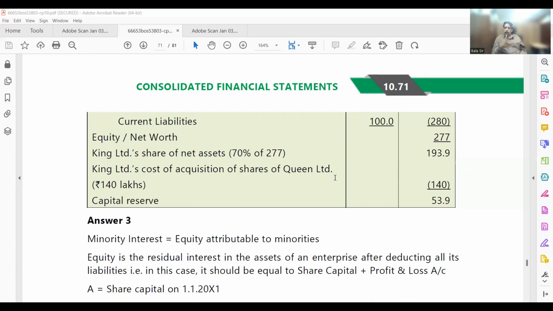So what is the capital reserve? 53.9. I paid something less. I paid 140 lakh and bought net assets worth 193.9 lakh. I paid 53.9 lakh less. That's a gain, transferred to capital reserve. So 53.9 lakh. Now please remember, your net assets represent nothing but share capital plus reserves and surplus. Understood? In this example you can follow this approach, because we have the assets and liabilities on acquisition date. So I use the asset side approach. So that's it. Please go ahead and jot down the solution.